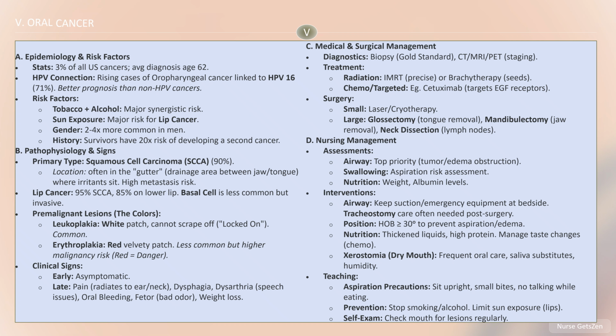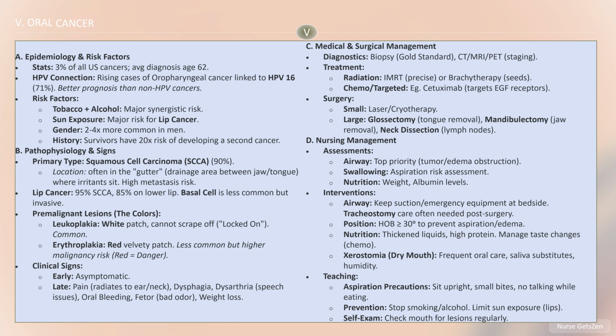Medical management, treatment options. Treatment depends on the cancer size, location, and stage. It includes a combination of surgery, radiation, and chemotherapy. We have radiation therapy, external beam radiation, which is used to destroy cancer cells. Then we have interstitial implantation, the brachytherapy, where radioactive seeds are placed directly into or near the tumor.